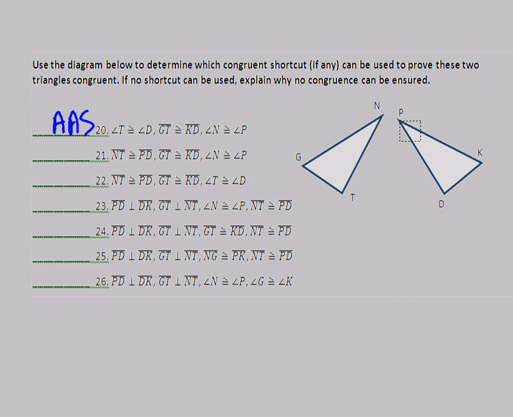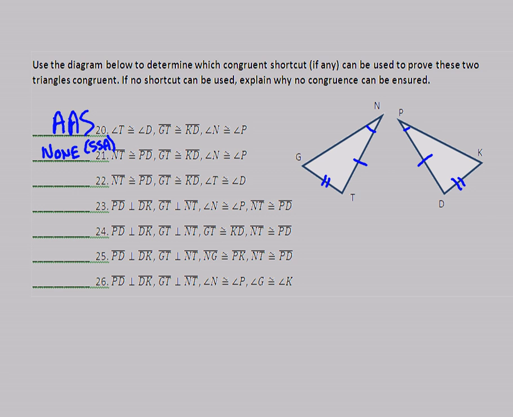This one I have two sides and an angle, so I'm either going to be side angle side or side side angle. Let's see which one. NT, PD, GT, KD, and we have N and P. It's side side angle, not angle angle side, so we're going to have no answer for this one. None. This is side side angle.